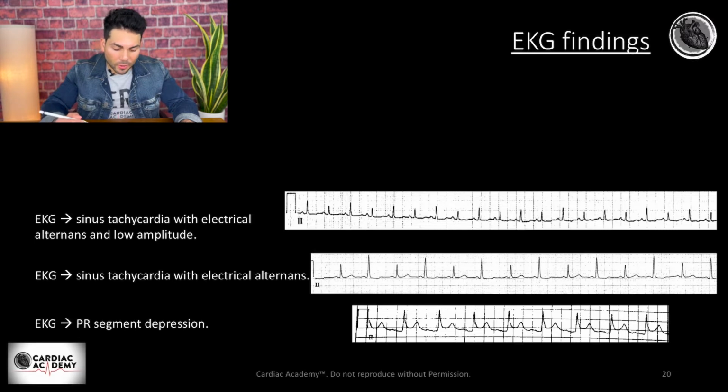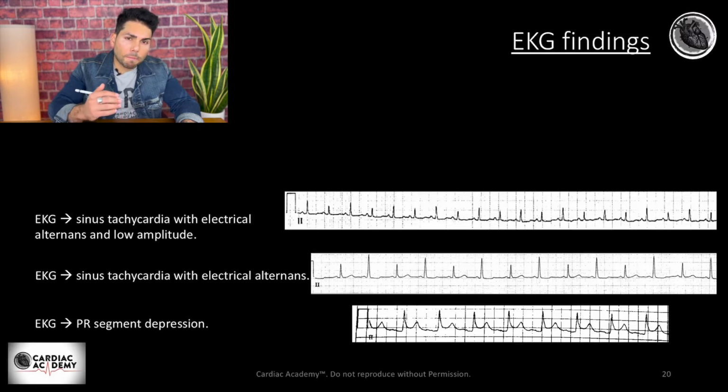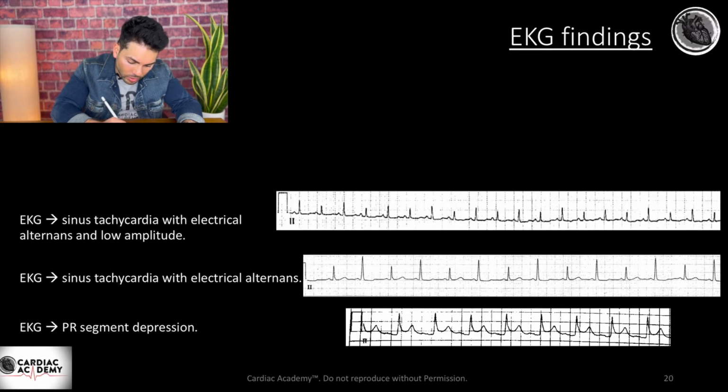All right, we also can see some EKG findings, and since this is a cardiology channel, let's take a look. All right, so the first thing you will notice is tachycardia, just like we said, but you will also see what is called electrical alternans. And electrical alternans is just the QRS amplitude is gonna vary from heartbeat to heartbeat. You can see here how it's tall, then short, then tall, then short again.